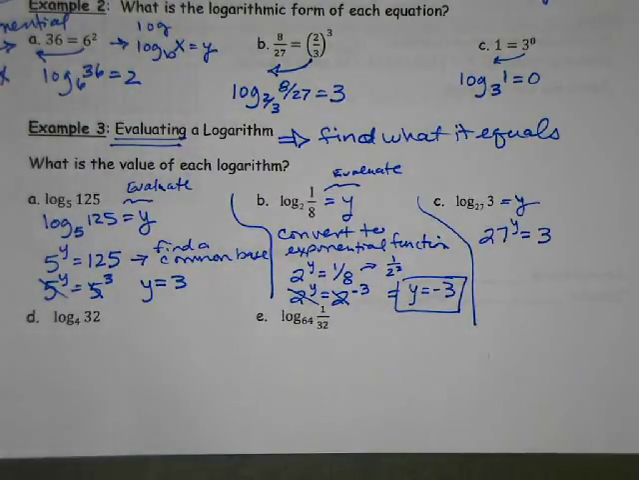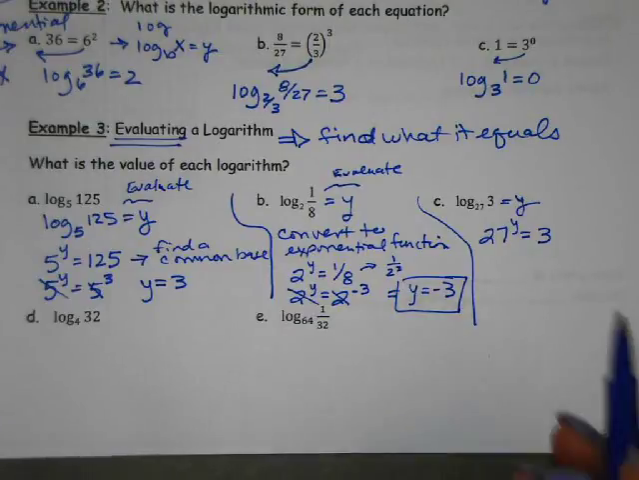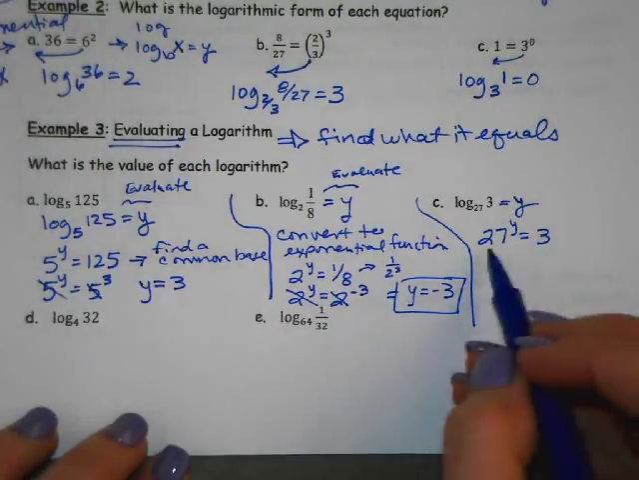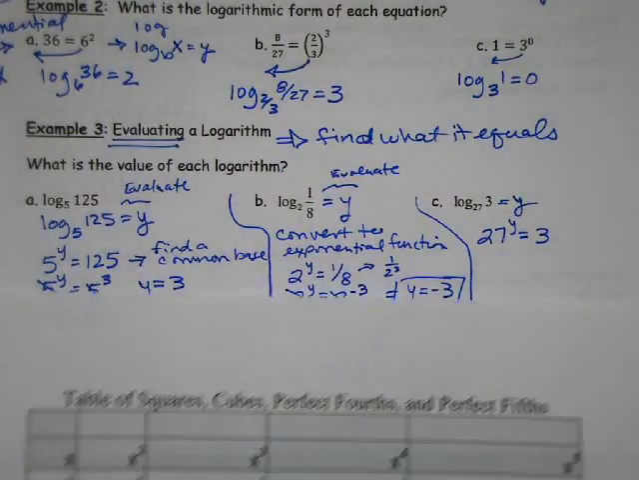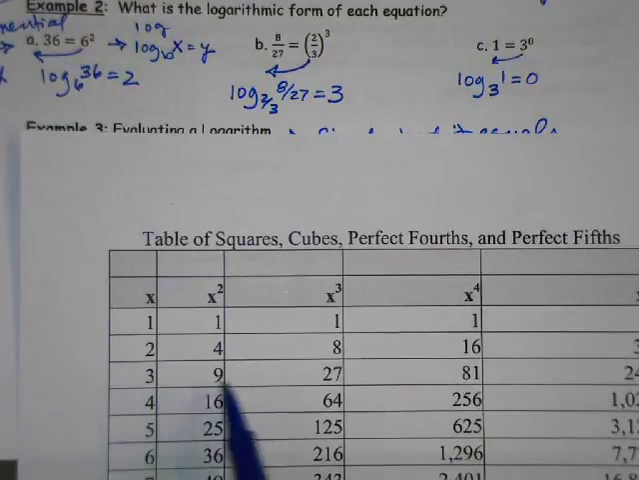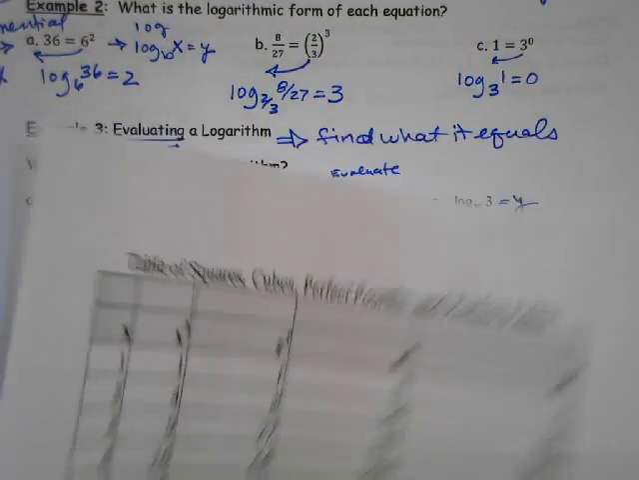Okay, so 27^y = 3. How do I make 27^y = 3? Well, what base do I need to change it to? I look to my smallest number, 3, look on that line and see if I see 27. And I see I have 3^3, right?